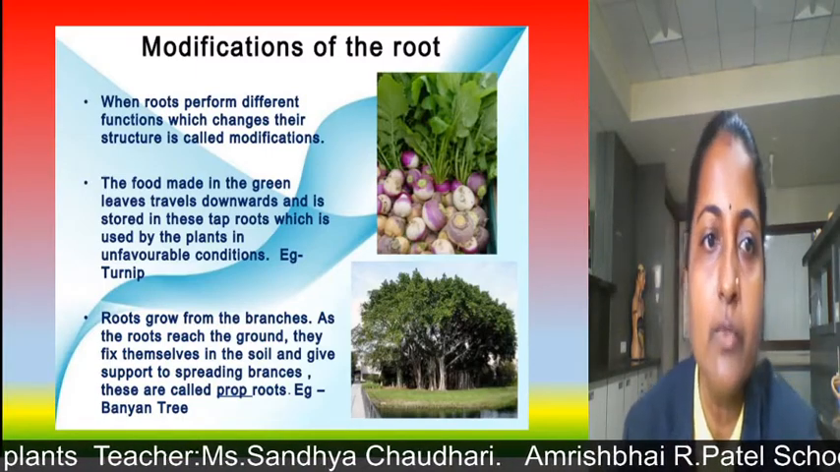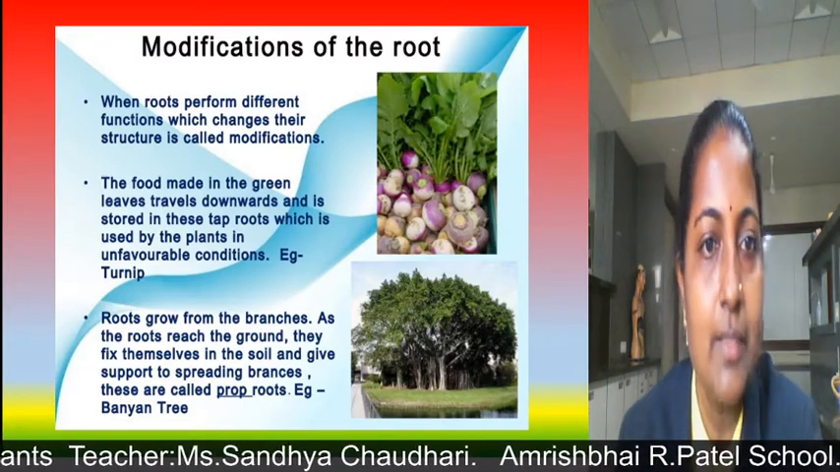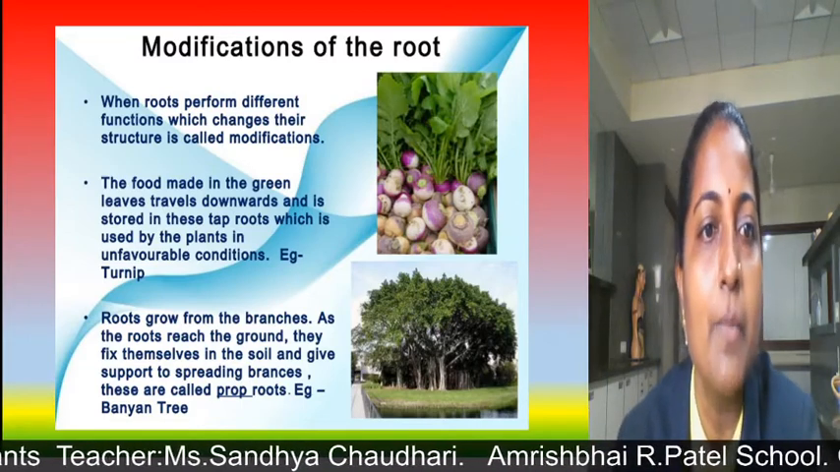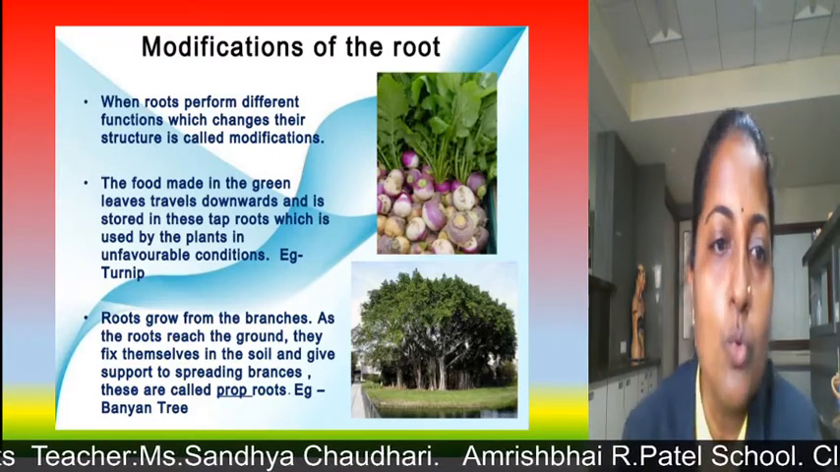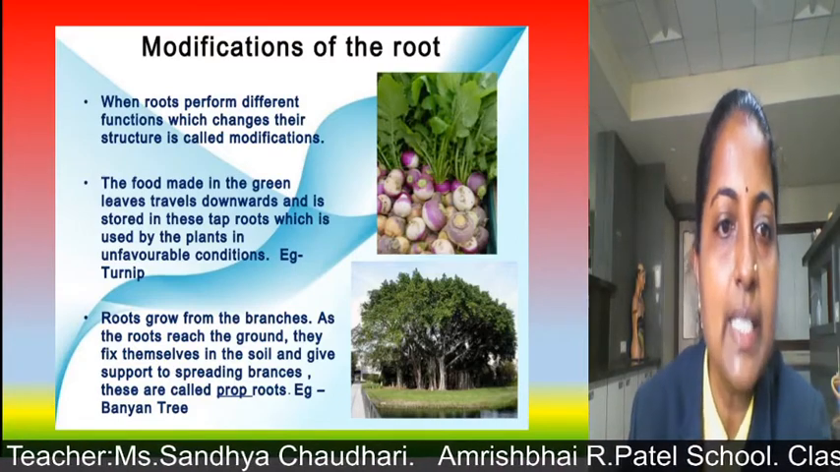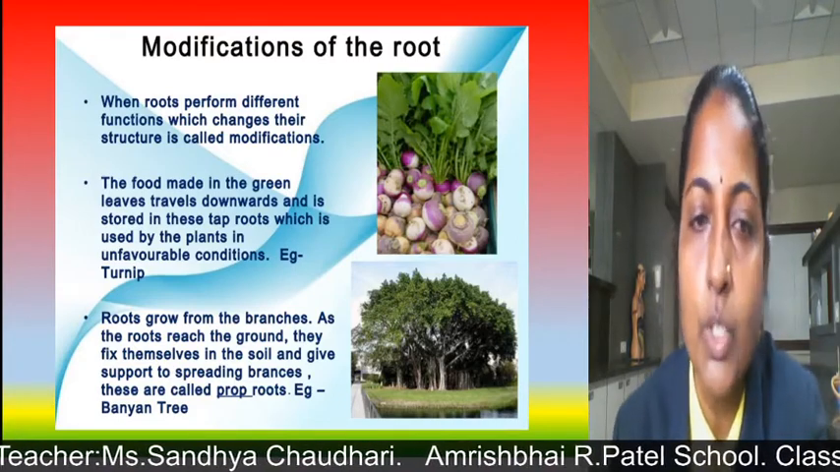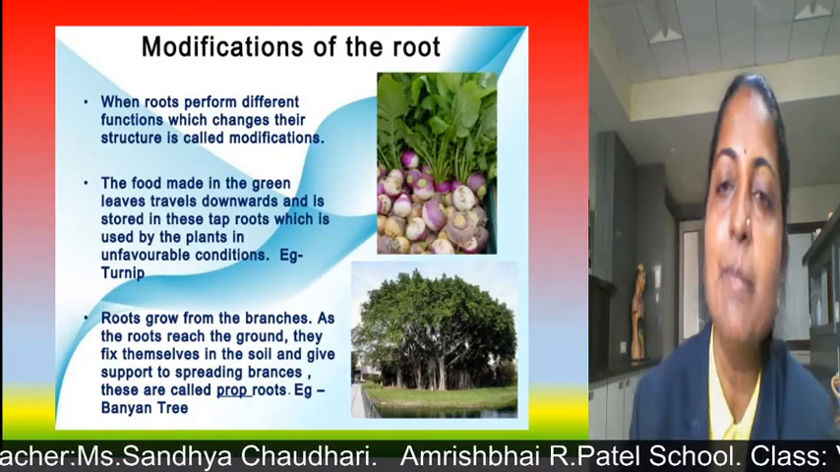The food made in the green leaves travels downwards and is stored in the taproots, which is used by the plant in unfavorable conditions. Example turnip. And roots grow from the branches. As the roots reach the ground, they fix themselves in the soil and give support to the spreading branches. These are called prop roots. Example banyan tree.